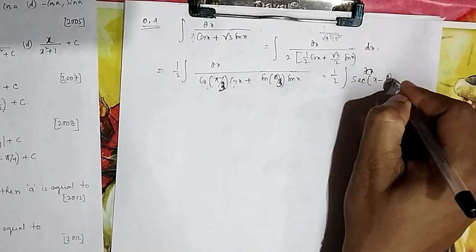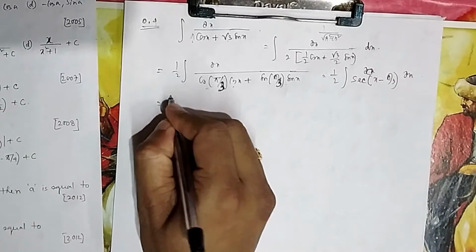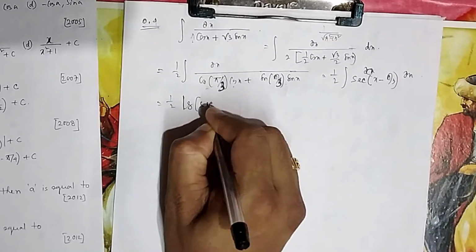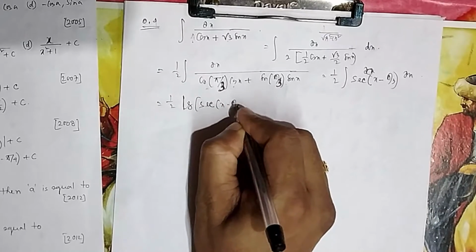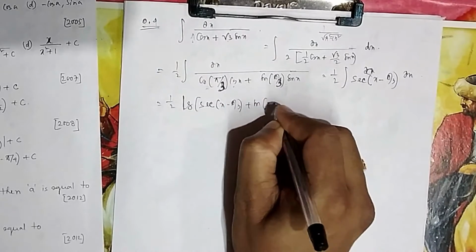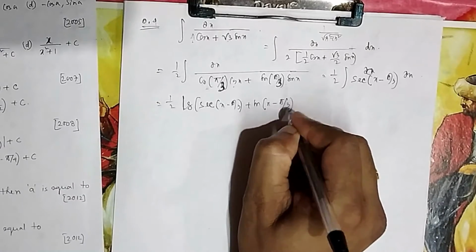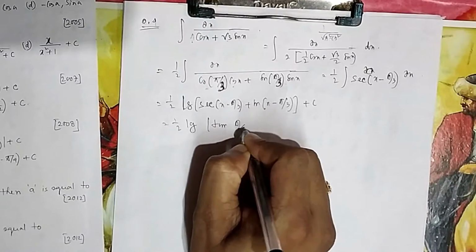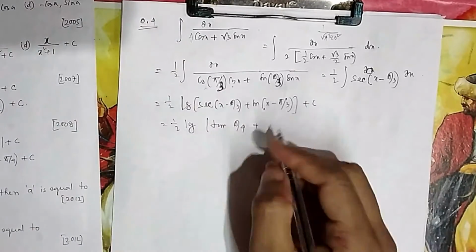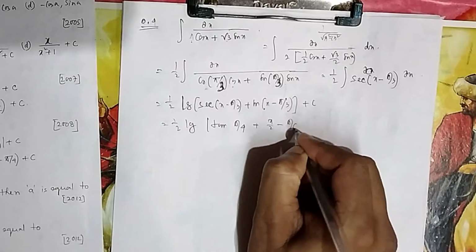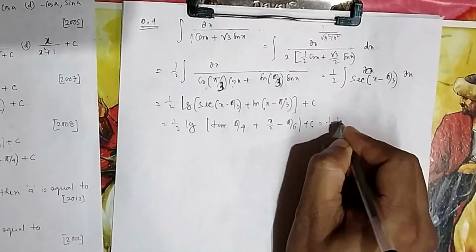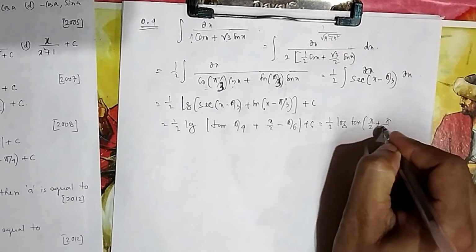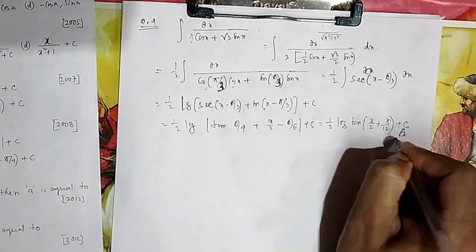So I am writing this one dx, and it is sec, so we can write it as log of sec x plus tan x. As I have just now explained, I can make it tan of pi by 4 plus x by 2. So it will be half log tan of (x by 2 minus pi by 6 plus pi by 4), so half log tan of (x by 2 plus pi by 12) plus c. That is your answer, that is option A.